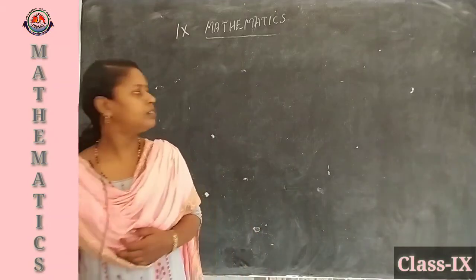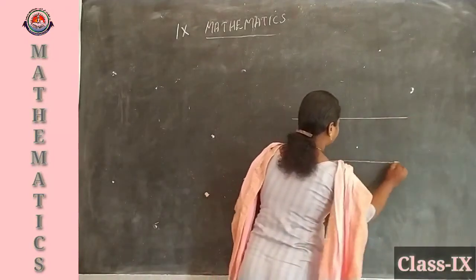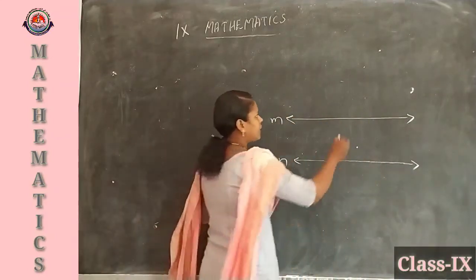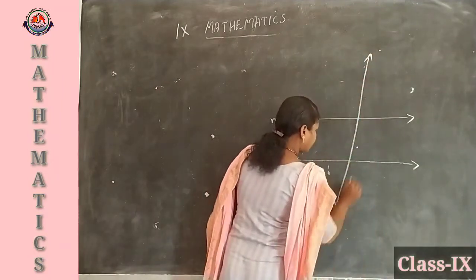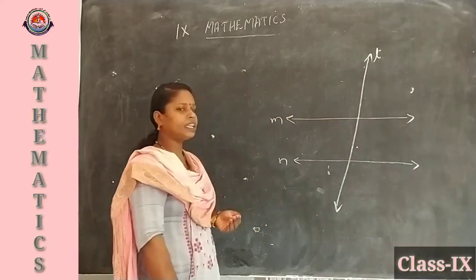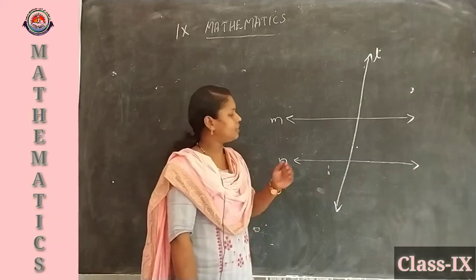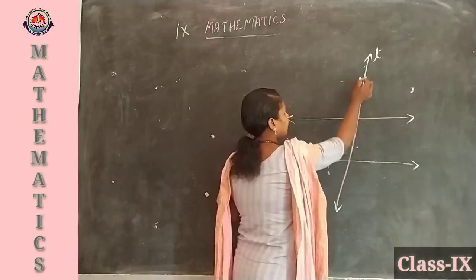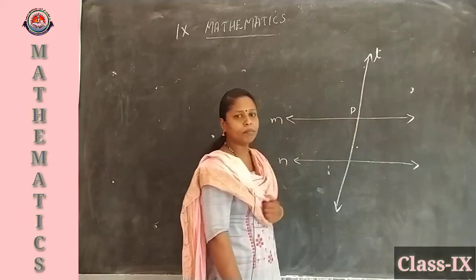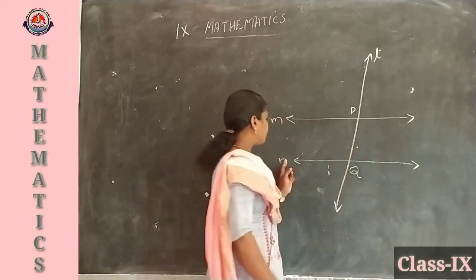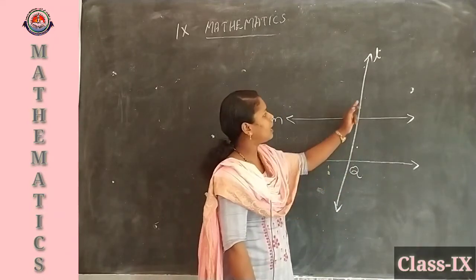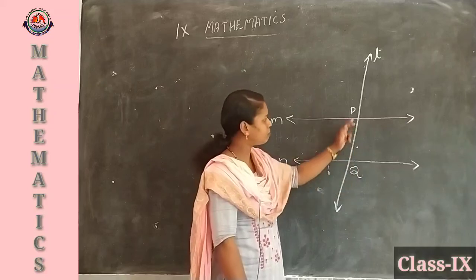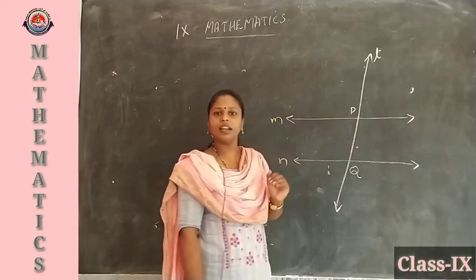Okay, listen here. We have two lines, M and N, and another line, L. Here we have three lines. The line L is intersecting the lines M and N at two distinct points. Line L intersects line M at the point P, and it intersects line N at the point Q. So line L intersects two lines, M and N, at two distinct points, P and Q. Here L is the transversal.